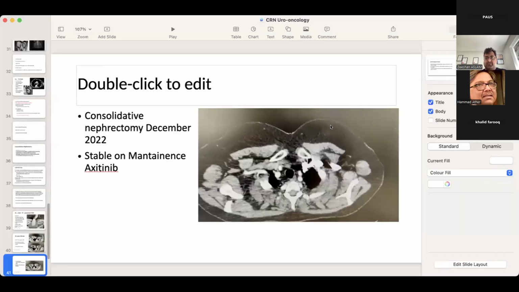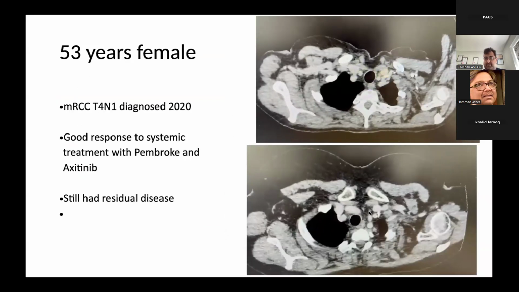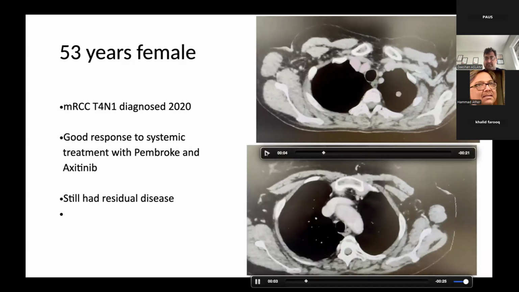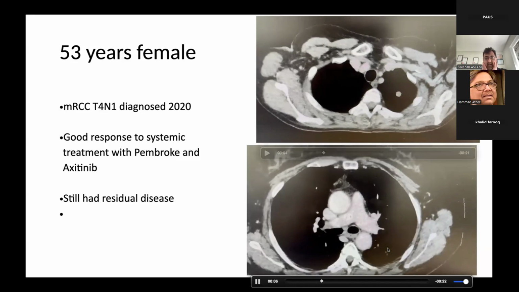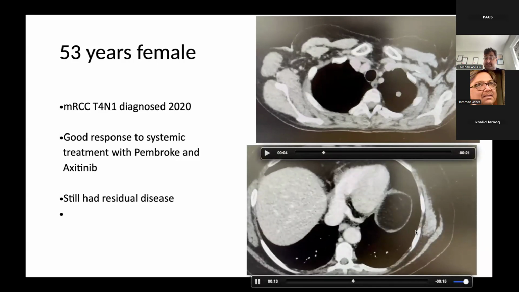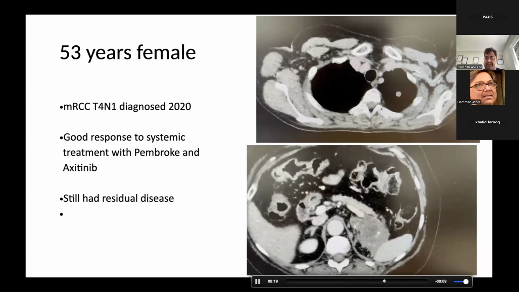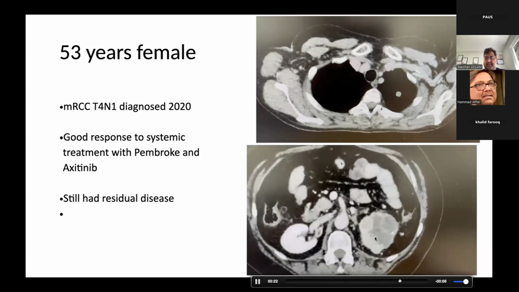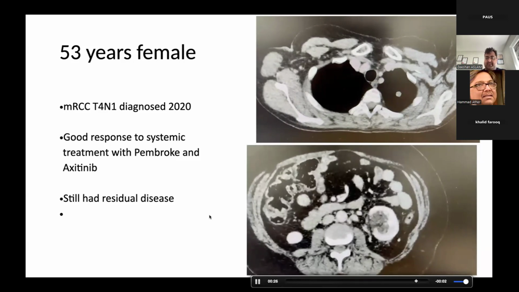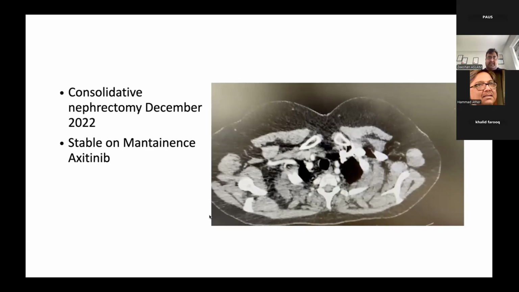I just wanted to show you the picture when we decided to do cytoreductive. The lung nodule had disappeared by that time. And you have seen the very locally advanced disease already. And you can clearly see how confined the disease is now. All right, so we did cytoreductive nephrectomy on this patient. And if I remember correctly, this is the case which I had to open because there was such an intense desmoplastic reaction. And she's stable on maintenance axitinib.